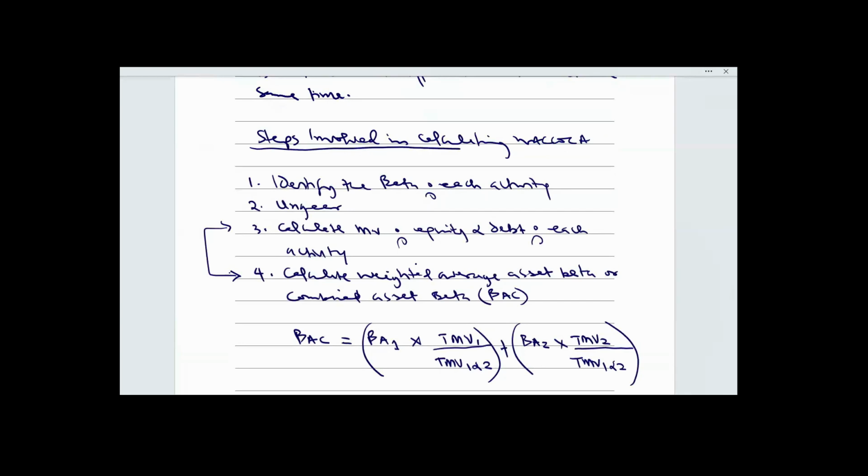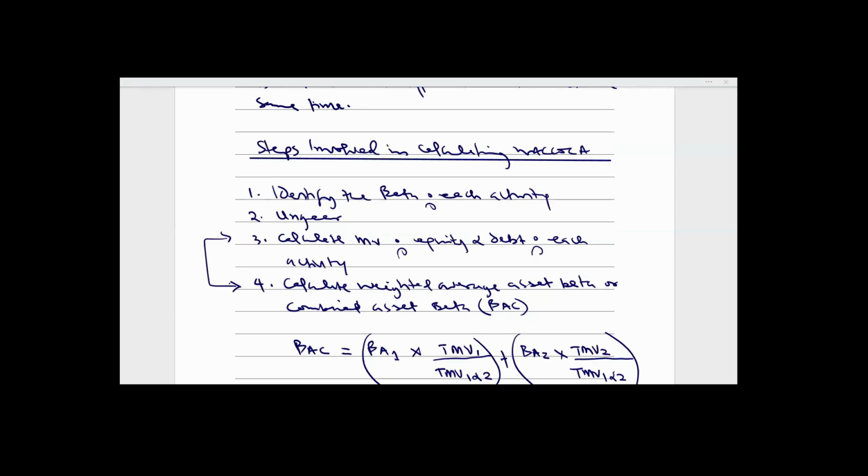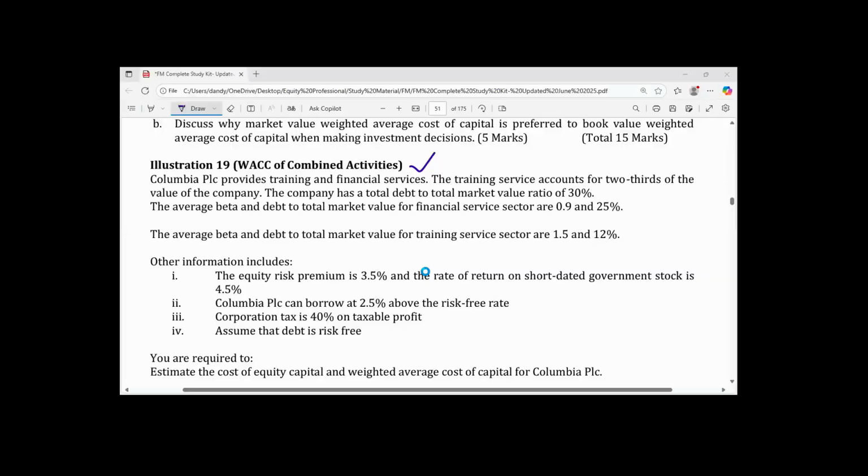So go to your material. Let's have illustration number, I think that should be illustration number 19 or thereabout. Yes, illustration number 19, Columbia PLC. Who is helping us to read it? Do you have it open? Okay, let me stop sharing. All right. So one of you should read for us. Who is helping us?